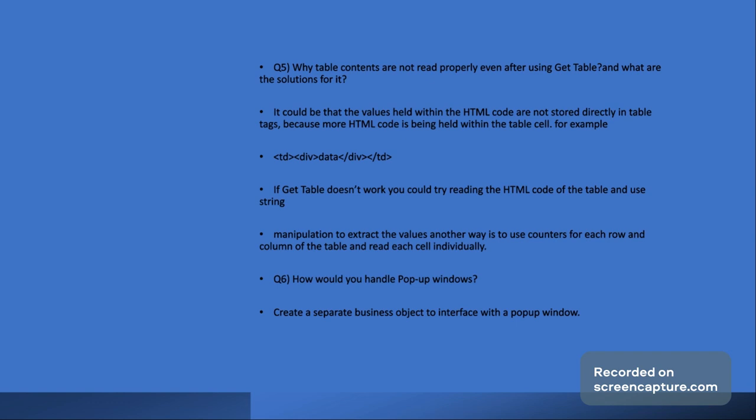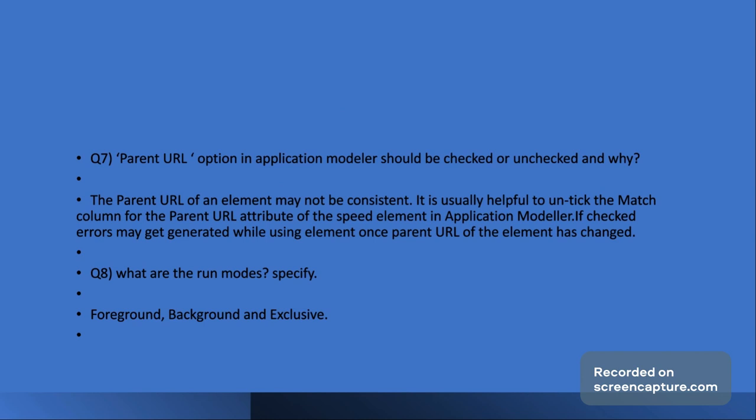Q6. How would you handle pop-up windows? Create a separate business object to interface with a pop-up window. Q7. Should the Parent URL option in Application Modeler be checked or unchecked, and why? The parent URL of an element may not be consistent. It is usually helpful to untick the match column for the parent URL attribute of the element in Application Modeler. If checked, errors may get generated while using the element once the parent URL of the element has changed.